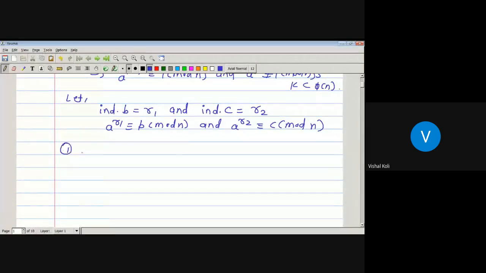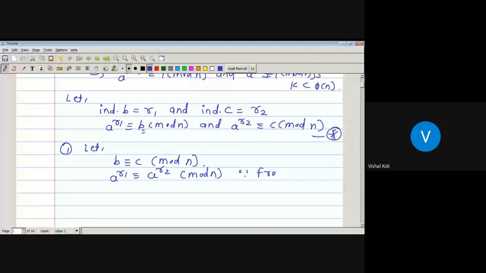Let us consider the first one. Let B be congruent to C modulo n. That is, we are given B is congruent to C modulo n. Now we have to prove that index of B is congruent to index of C modulo phi of n. As B is congruent to C modulo n, but B is congruent to a to the power r1 modulo n, just put those values: a to the power r1 is congruent to C, which is a to the power r2 modulo n.